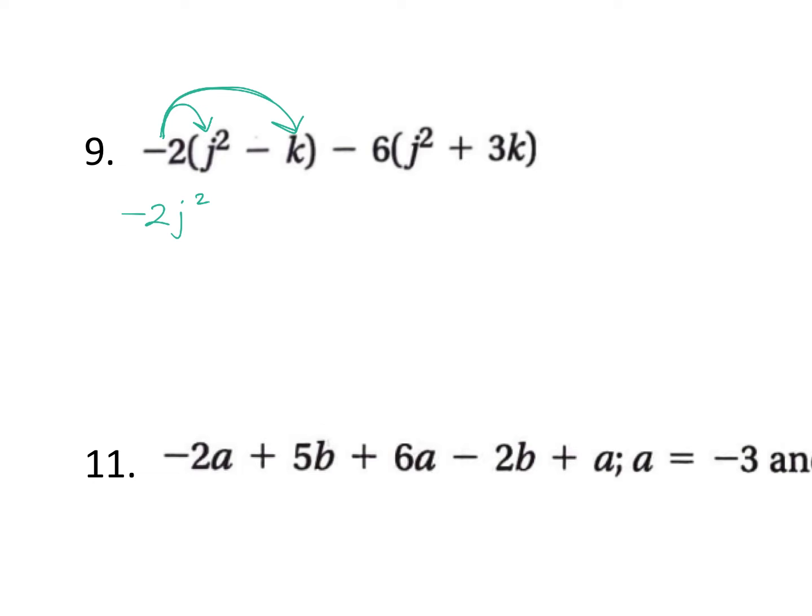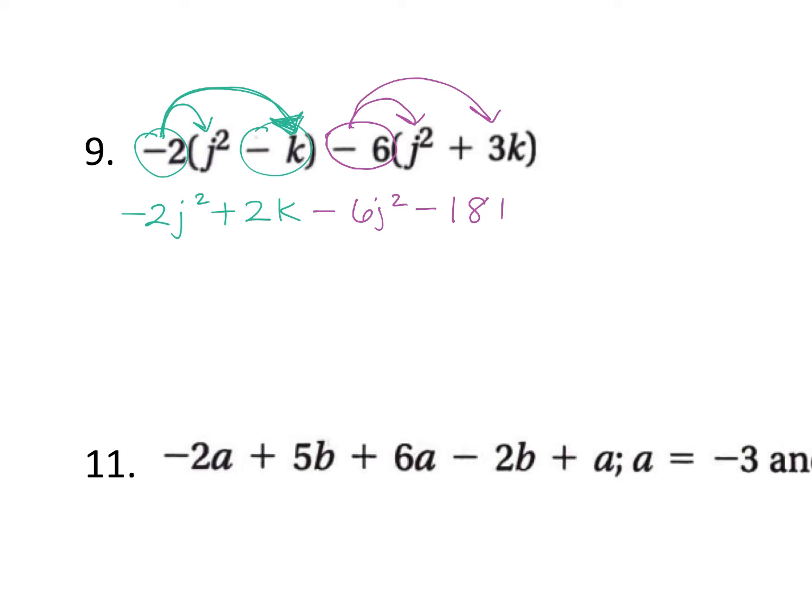And then what does this become? Plus 2k, not plus negative 2k, right? Negative 2 times negative k is a positive 2k. Okay, so that's that one. Then we distribute a negative 6 over here. So this is going to be a negative or minus 6j squared. And then minus 18k.